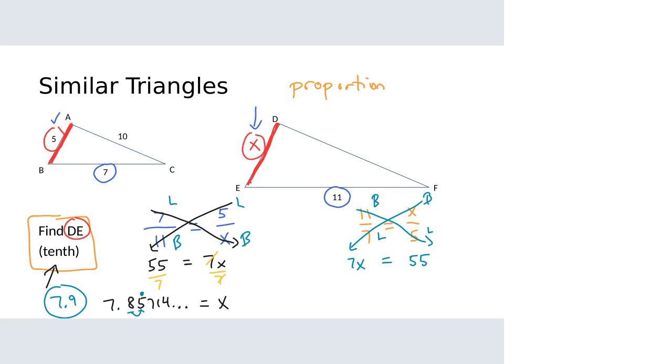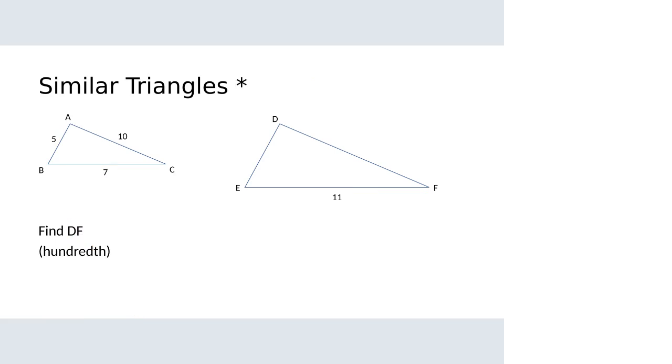Awesome. Here goes. We have these similar triangles, ABC and DEF. We know those side lengths. What I want you to do is find the length of DF to the nearest hundredth. I'll set up a poll for this one.